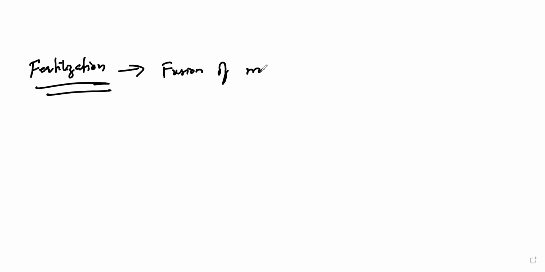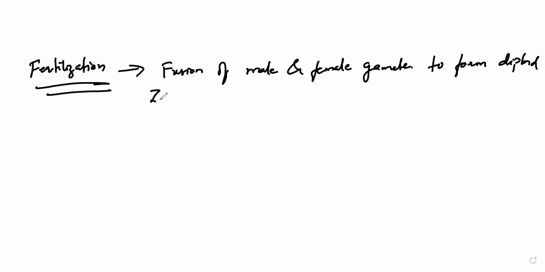So once the pollination process is completed, next it will go to the process of fertilization. So let's see how fertilization takes place in a flowering plant. The definition is the same only. Fertilization is nothing but the fusion of male and female gamete so that it can form a diploid zygote within the embryo sac.